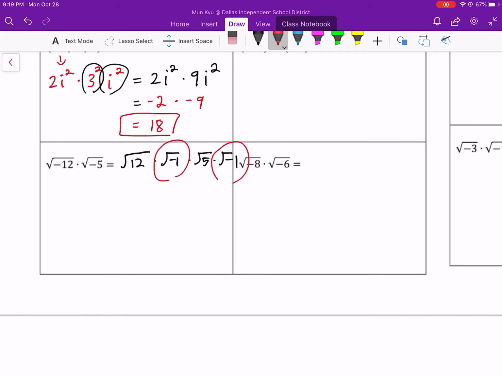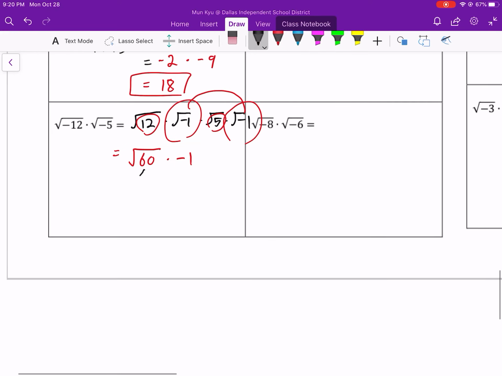And what you have to do is you just have to break this down. Here, square root of 12 times square root of 5. If you multiply these two numbers, that's going to be the square root of 60, times the square root of -1 times the square root of -1, which is going to be just -1. Okay? And let's see if we can break it down further. We can break it down into 12 and 5, because that's what we multiplied. 12 is 4 and 3, 4 is 2 and 2.